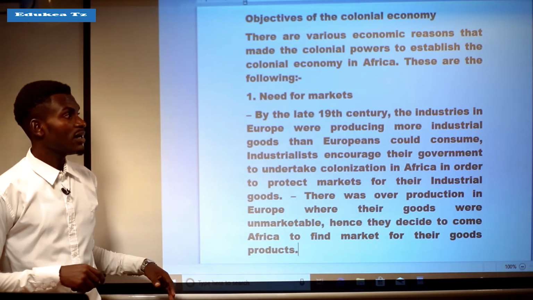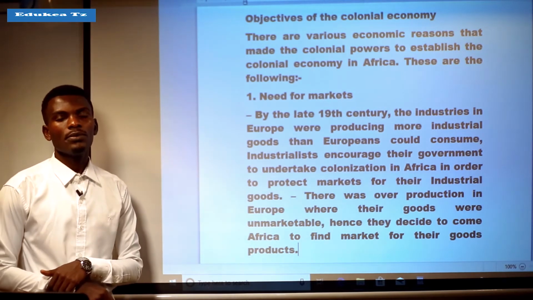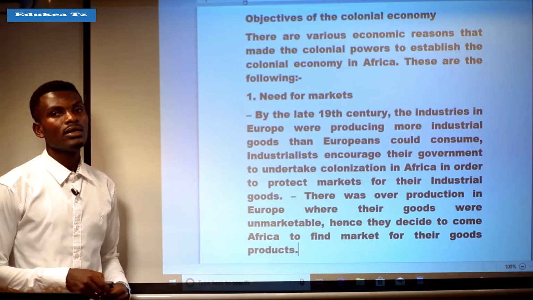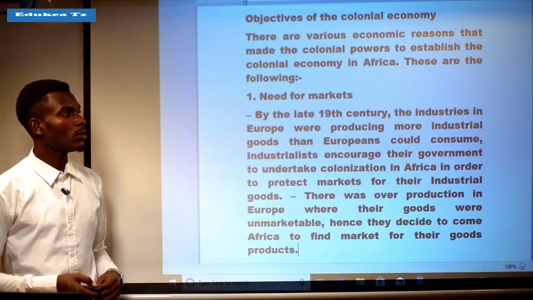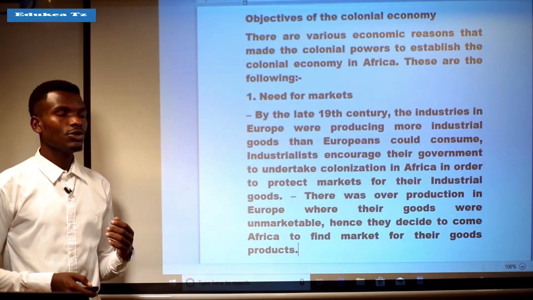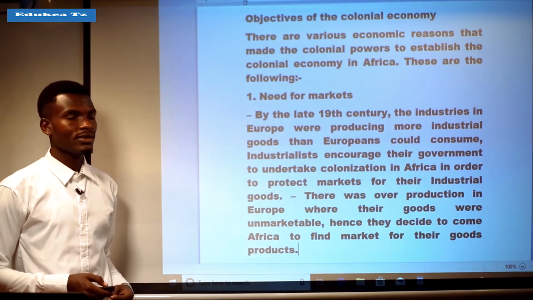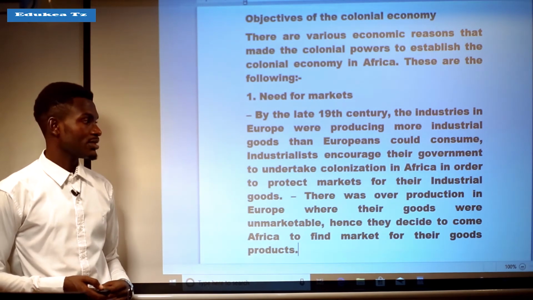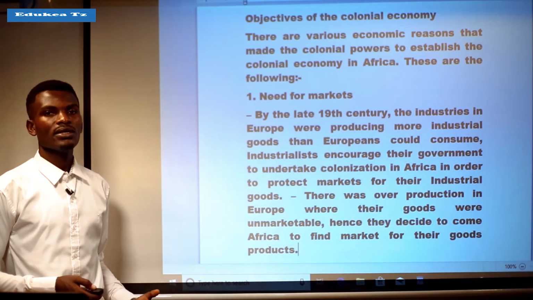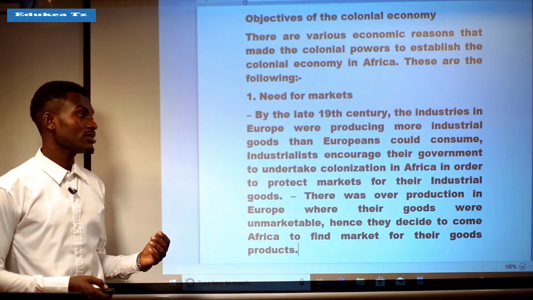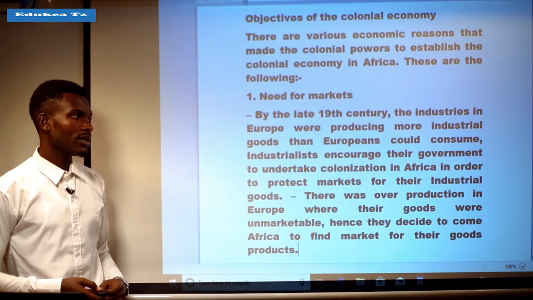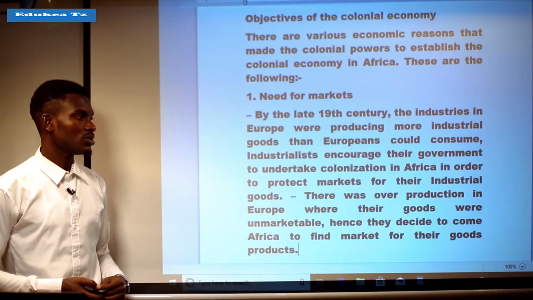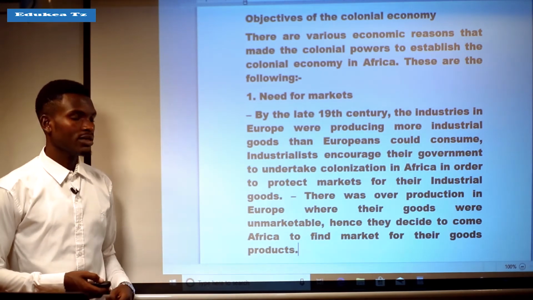It means that by the late 19th century, many European countries had developed industry and produced more industrial goods than Europeans' demands. Industrialists encouraged their respective governments to find an alternative for protecting the markets for their products. That's why the European countries decided to come to Africa to colonize the African continent, in order to protect the markets for their industrial goods.